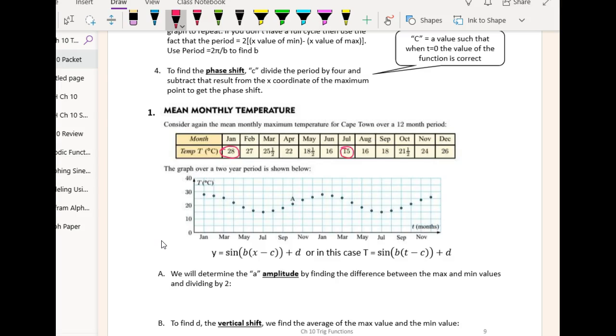All right, so down here we're going to take 28, which is our max value, and 15, which is our min value, and subtract those two. And then divide by 2. So our amplitude is going to be 6.5.